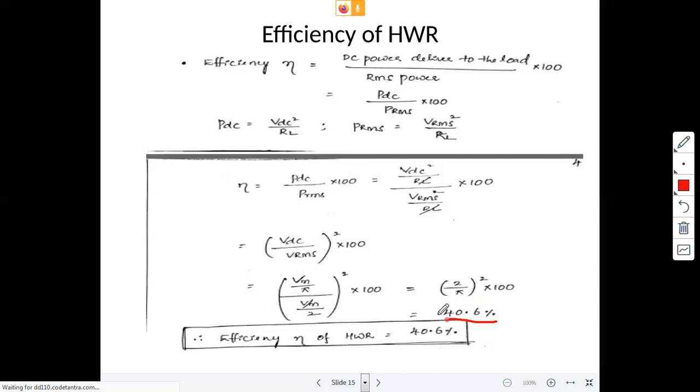This is the important parameter of half wave rectifier efficiency. This is the ideal efficiency, which is 40.6% only. Coming to the practical case, you get less than 40% efficiency. Here efficiency is nothing but conversion: how the half-wave rectifier converts the AC signal into a DC signal. The efficiency is only 40% in the ideal case, and in the practical case that value is less than 40%.